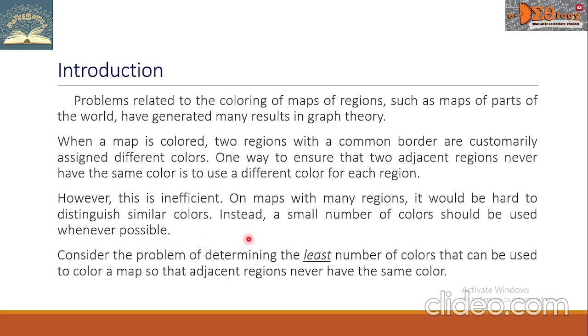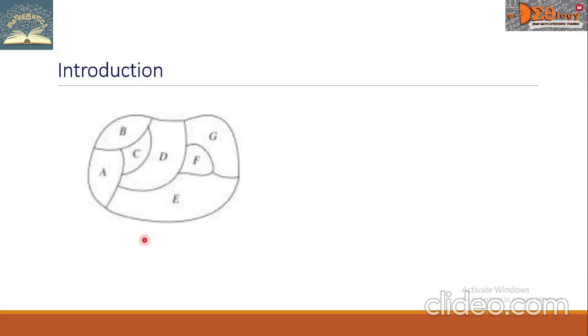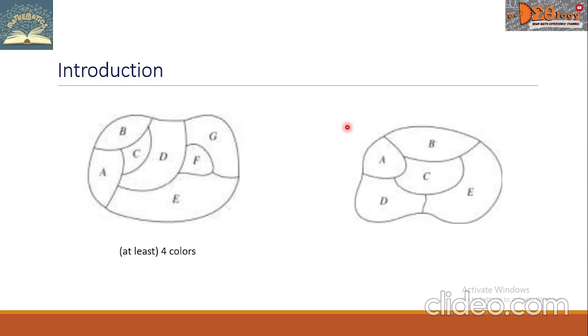Consider the problem of determining the least number of colors that can be used to color a map so that adjacent regions never have the same color. We have this example. We have a map here. Analyzing this map, we can say that there must be at least 4 colors to color this map. Here is another map, and in this map, we require at least 3 colors.